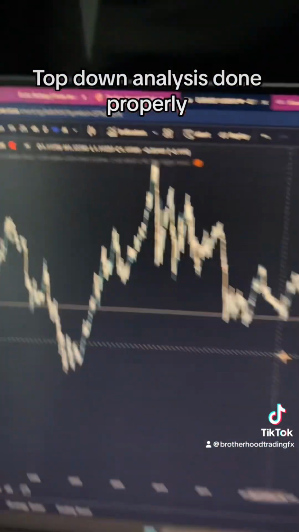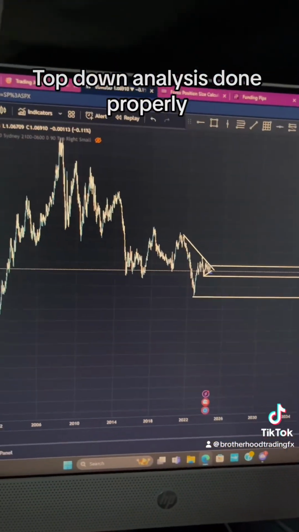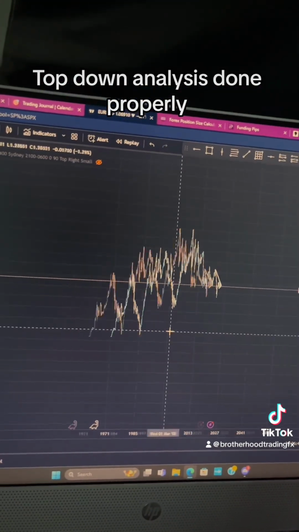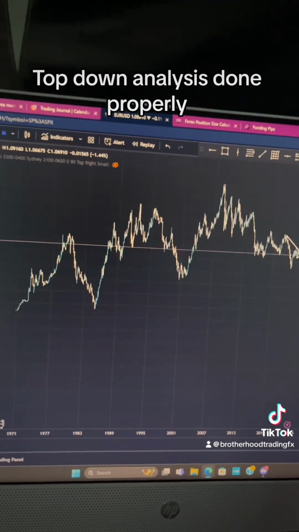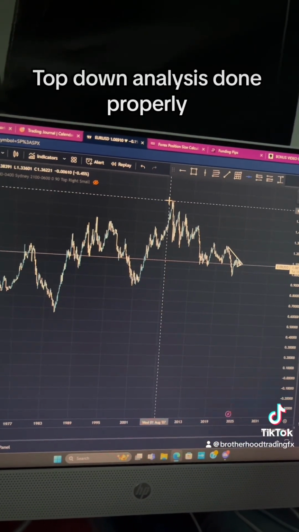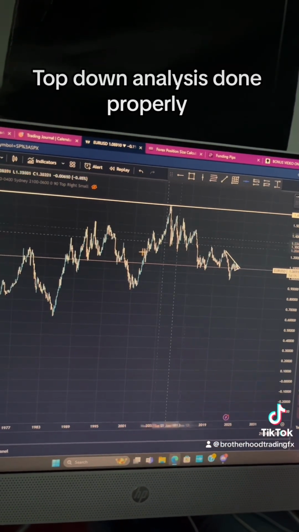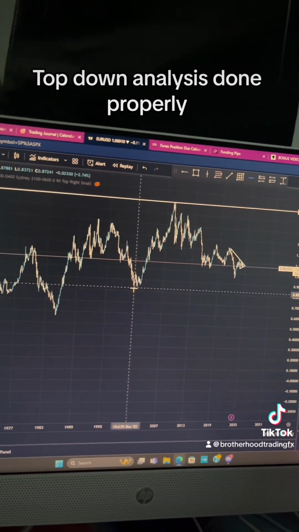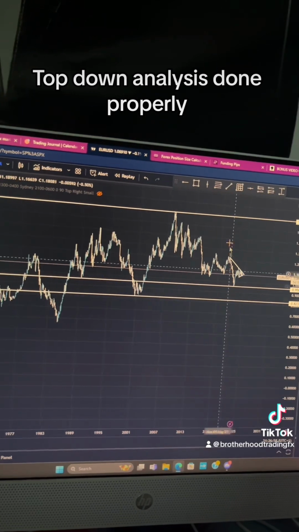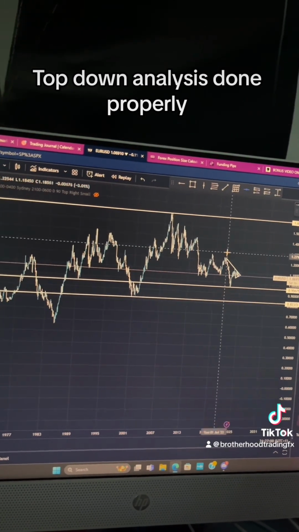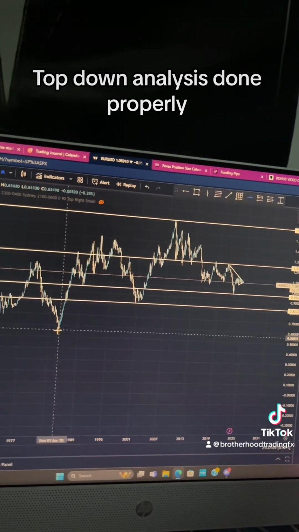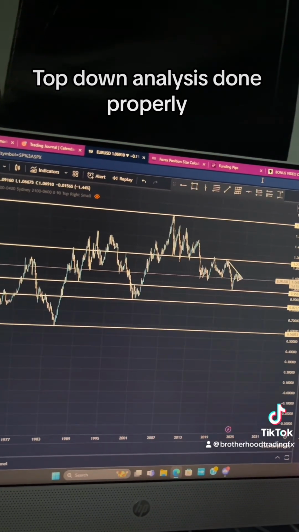I'll start on the monthly time frame and draw out psychological levels, so we'll do that now. Psychological levels just basically means any type of support or resistance. So there. Where else do we tap? There. There. There. There.